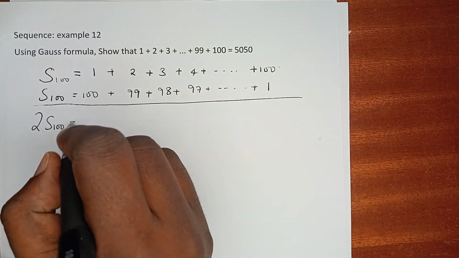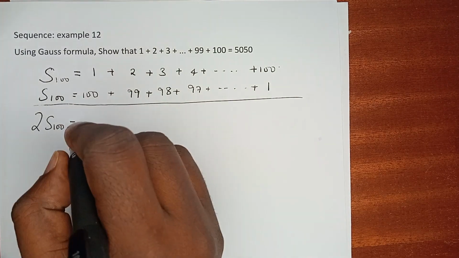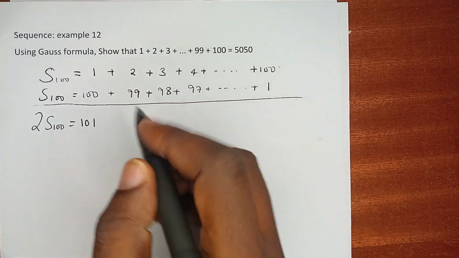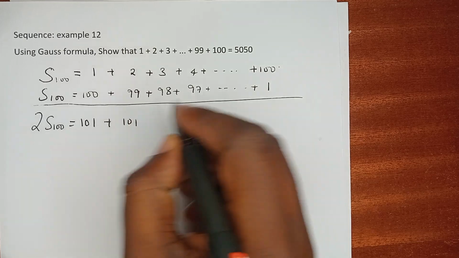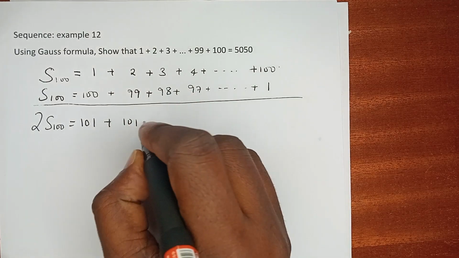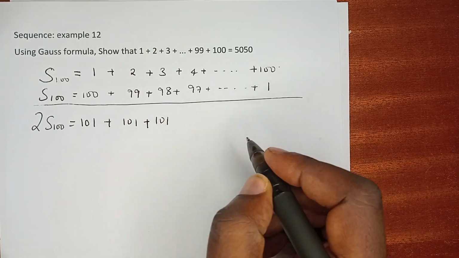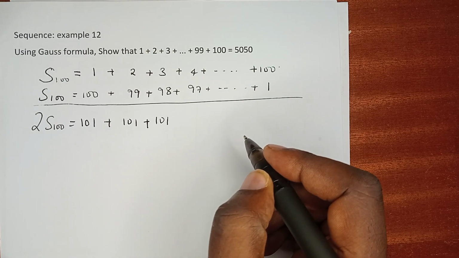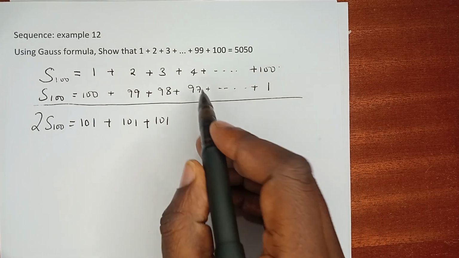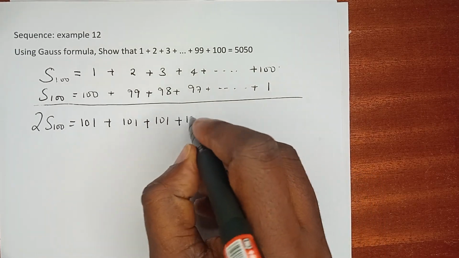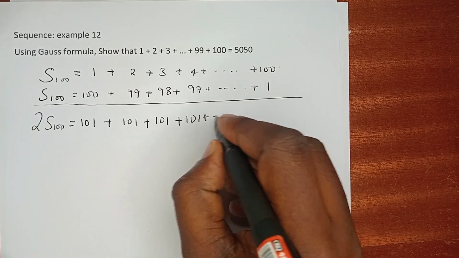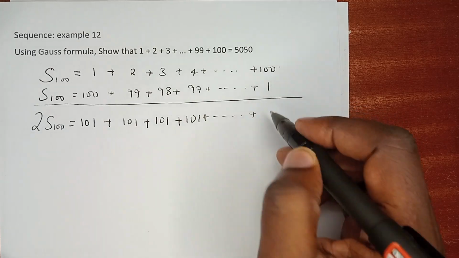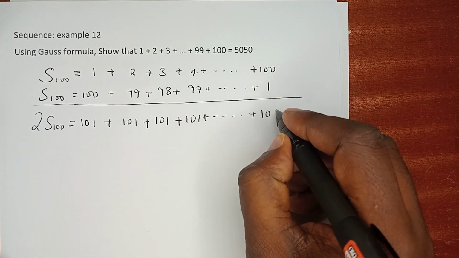But if you look at this, 1 plus 100 is 101, 2 plus 99 is again 101, and 3 plus 98 is again 101, and it's showing something. You can already see that we are having the same sum, because even 4 plus 97 is 101. So we are going to have so many 101s all the way to the last one, 100 plus 1, which is another 101.